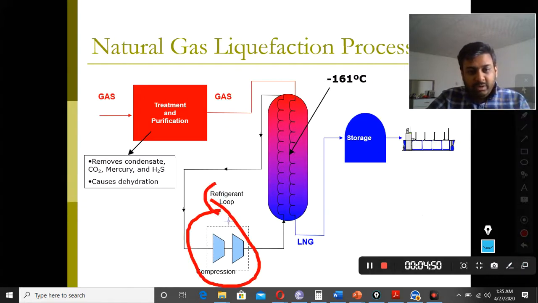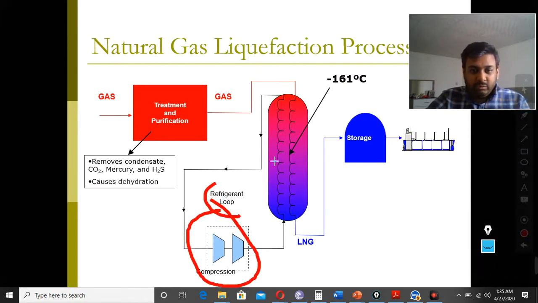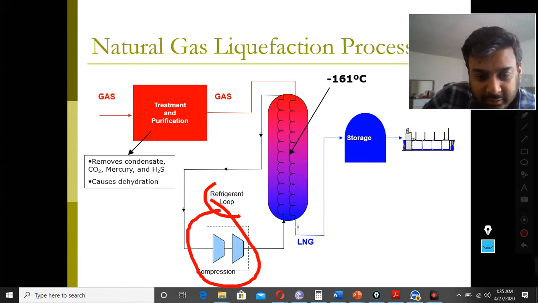So what we do here, we are using the refrigerant loop, very cool, and we have the big tower, and we maintain the temperature minus 161. We compress this gas, so gas is coming from the purification plant. We remove all impurities. The gas is coming there. We increase its temperature, and it goes through. We compress this one, and at the same time, this becomes the liquefied gas inside this tower, and then this LNG storage goes there.